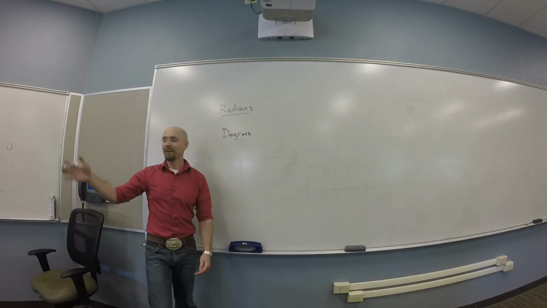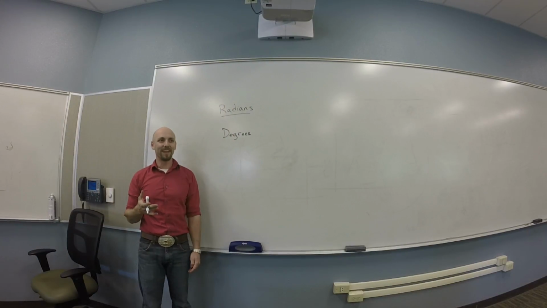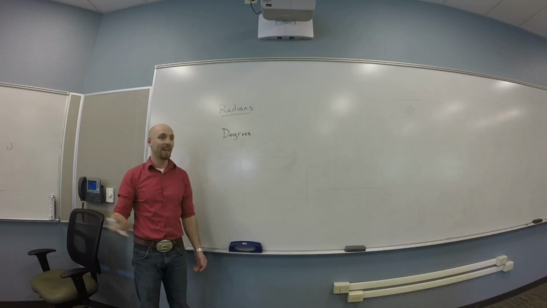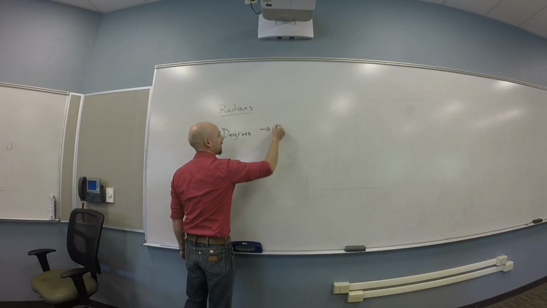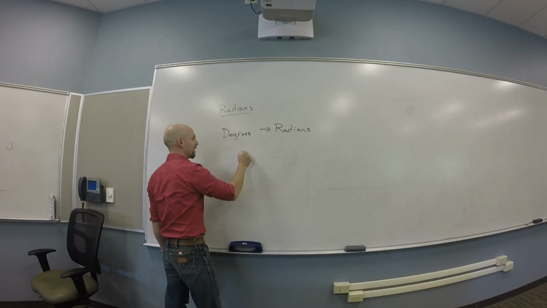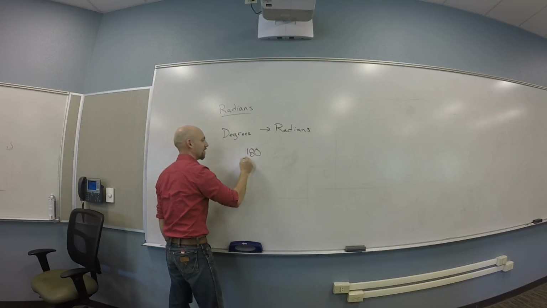Okay, so the things I expect you to understand about radians are how to convert between degrees and radians, right? So how do you do that? 180. Okay, so you need this conversion factor, 180 over pi.